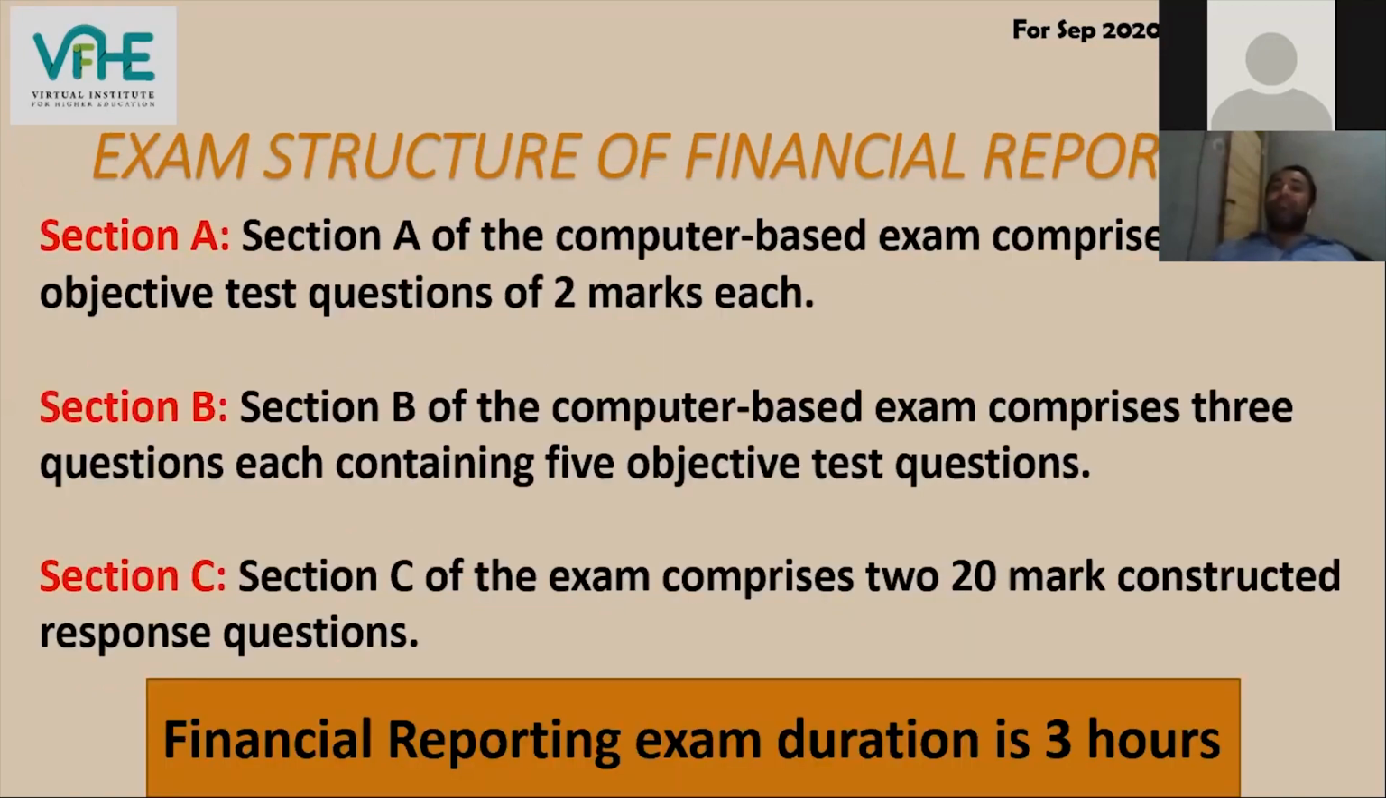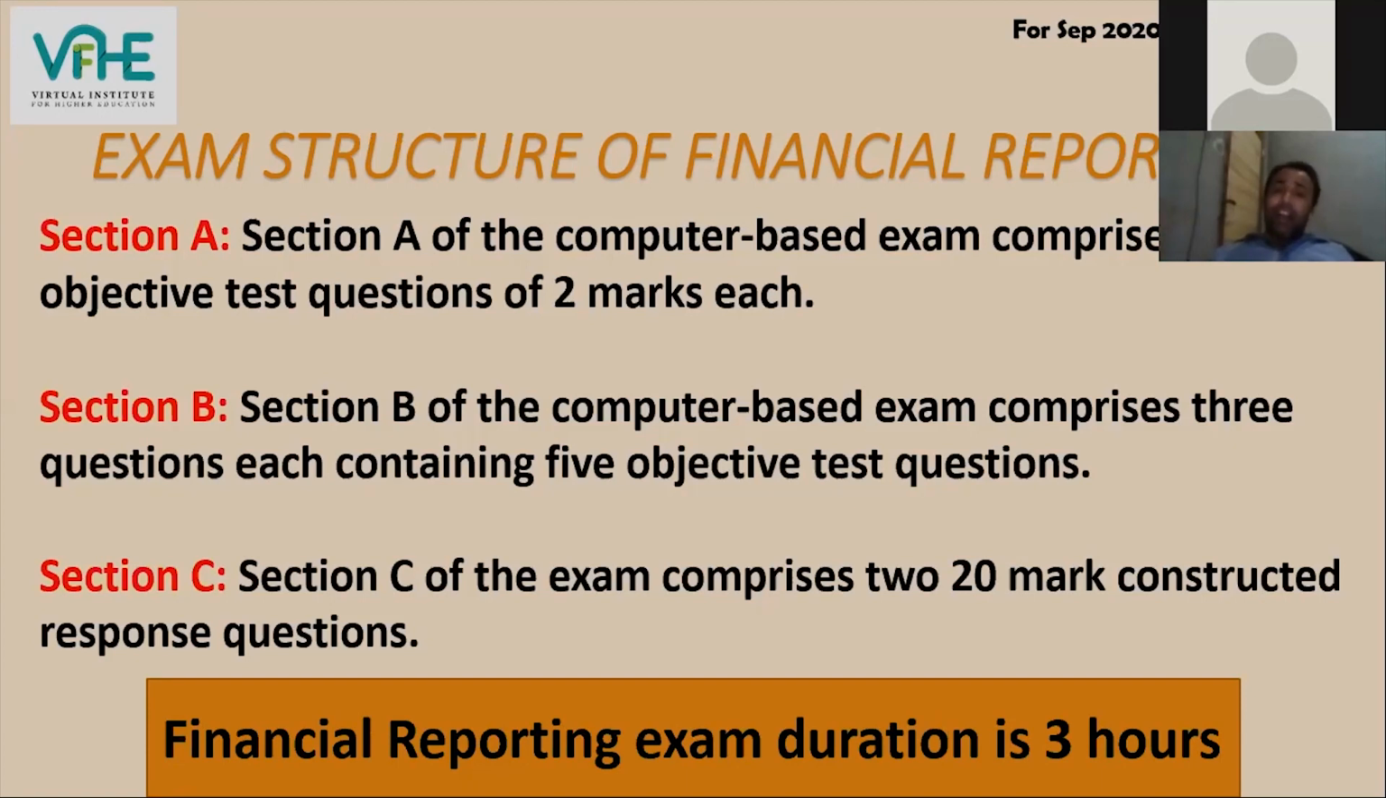What is the exam structure? This is a very important area. Later on during our sessions, I will discuss the reasons for failure and the common mistakes students make during their exams. We have three sections. Section A is about objective test questions: 15 objective test questions, and every question carries 2 marks. So the total exam weightage of this area is 30 marks.